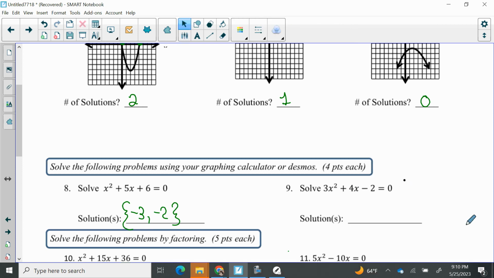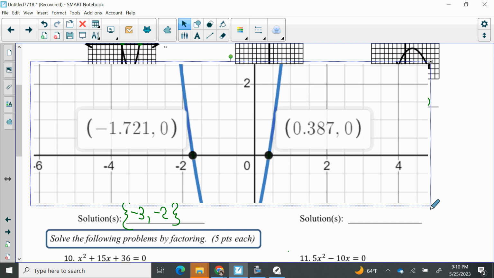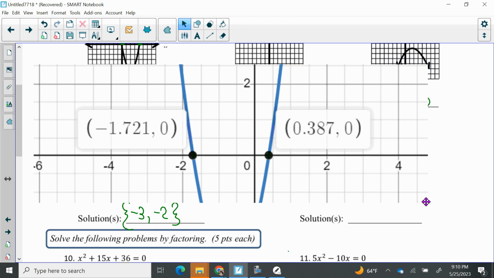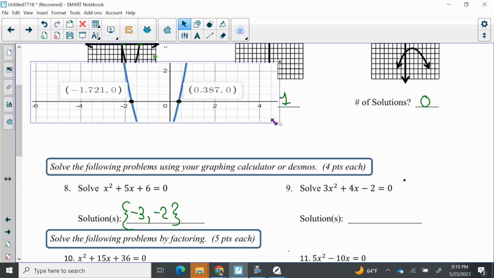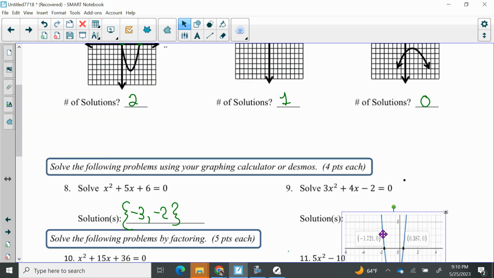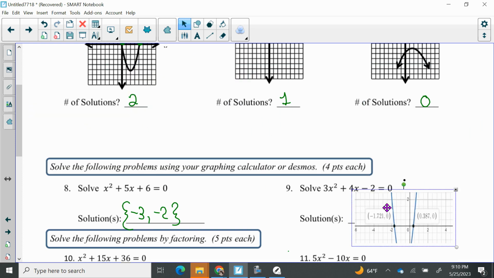I'm going to paste it. Look how big that is. That's silly. Okay. Sorry. Okay, so these are our two solutions here.